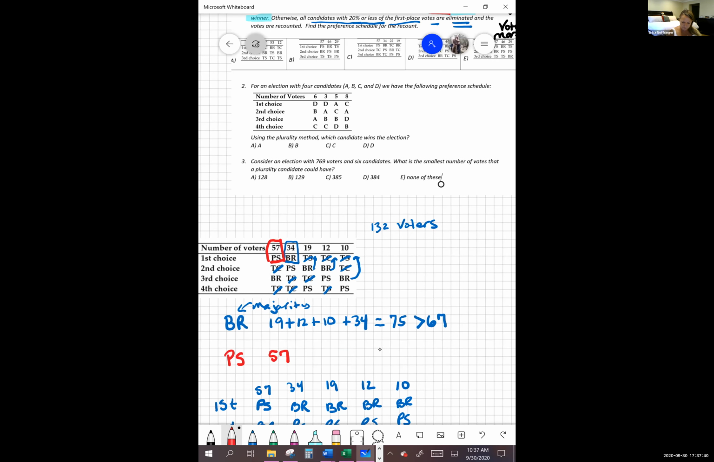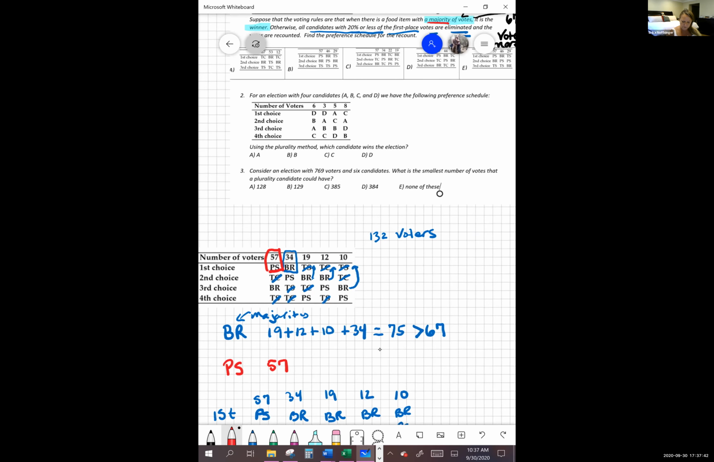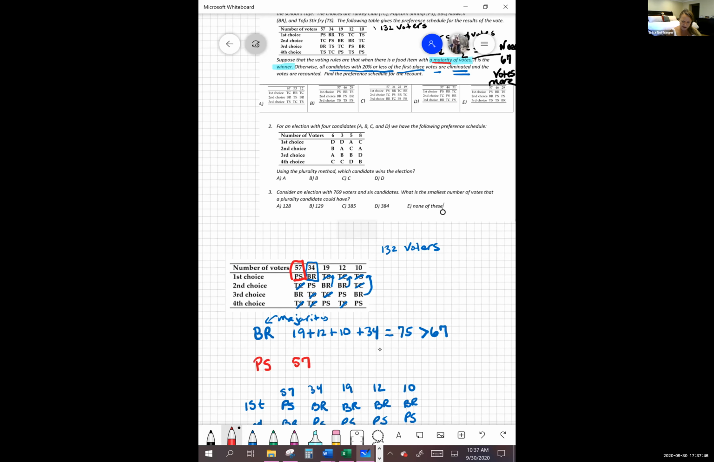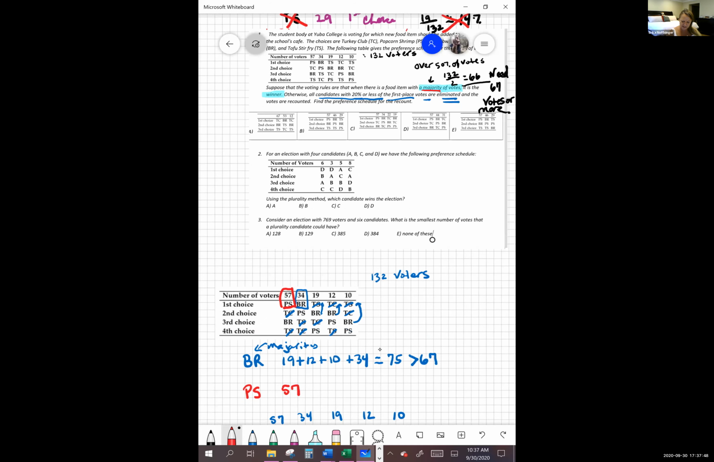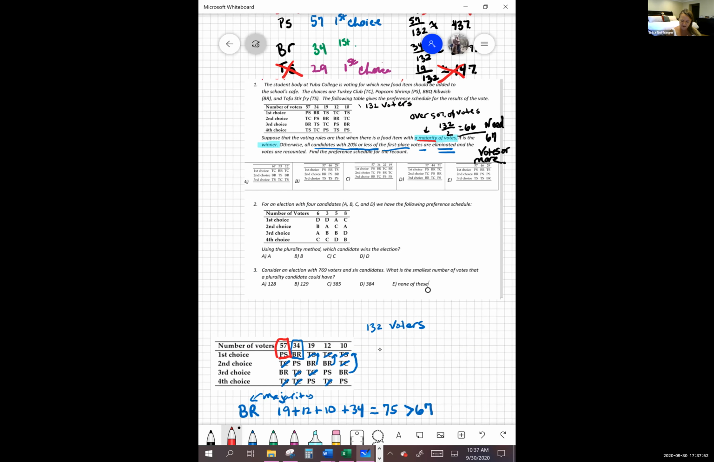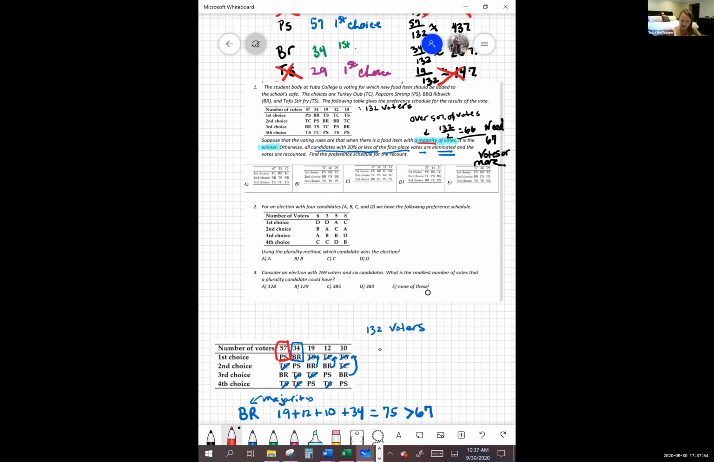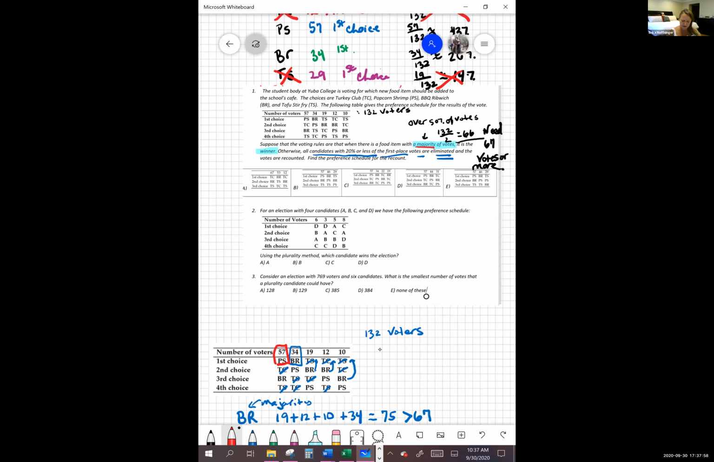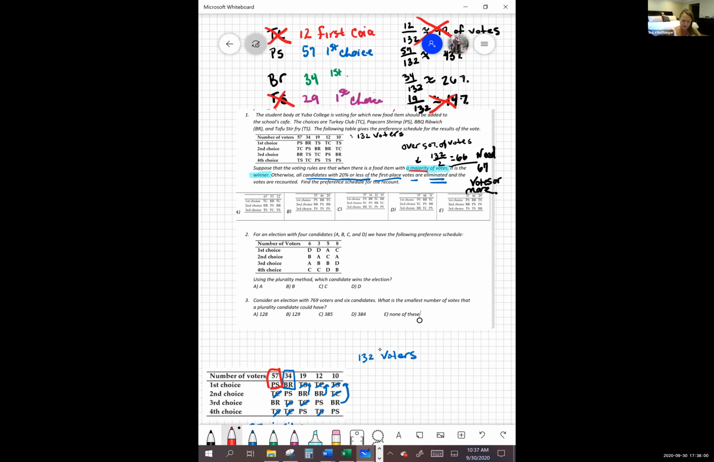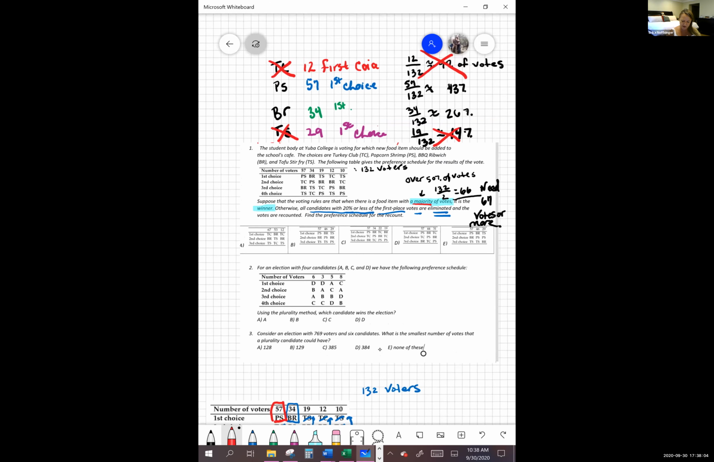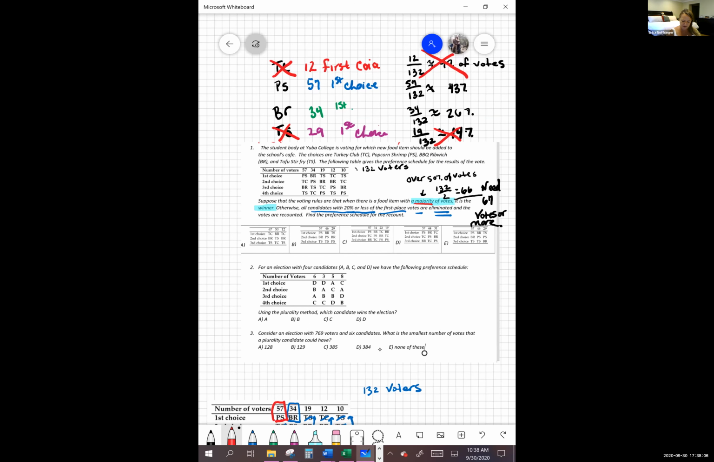Something's wrong. Otherwise, all candidates with 20% or less of first place votes are eliminated, votes are recounted. And they're saying in here that Turkey Club is still in there. And I don't see how they can be putting Turkey Club in there when Turkey Club should have been gone.